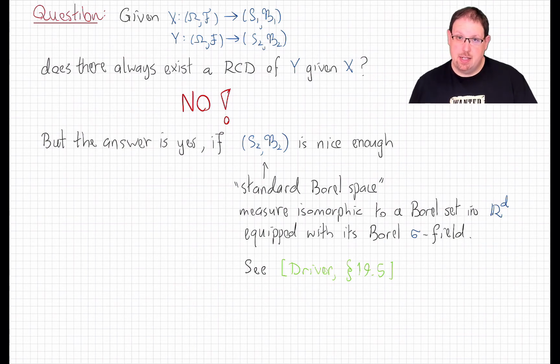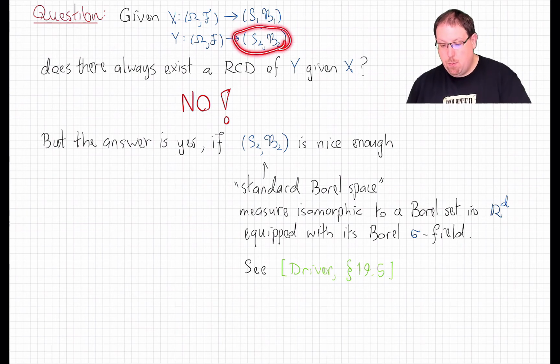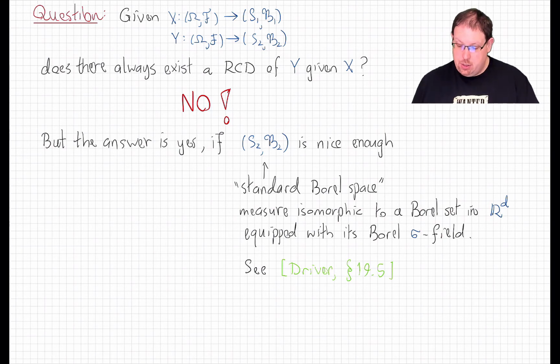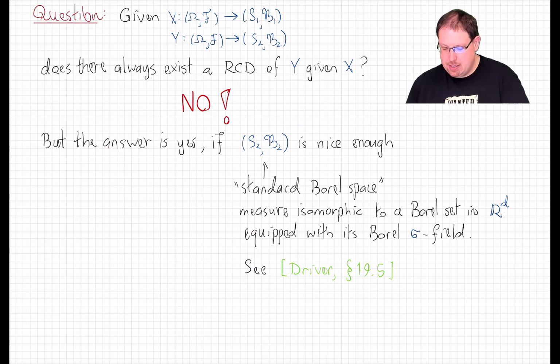There are nasty enough state spaces that rule out such distributions from existing. However, the answer is yes if the state space of the variable y, not the one you're conditioning on, but the one you're conditioning, is nice enough. Now, nice enough in this case means a standard Borel space, which means a measurable space that is isomorphic to a Borel set over Rd, which actually is the same as a Borel set over R as far as measure isomorphism is concerned. We saw one result last time that required countably generated sigma fields.